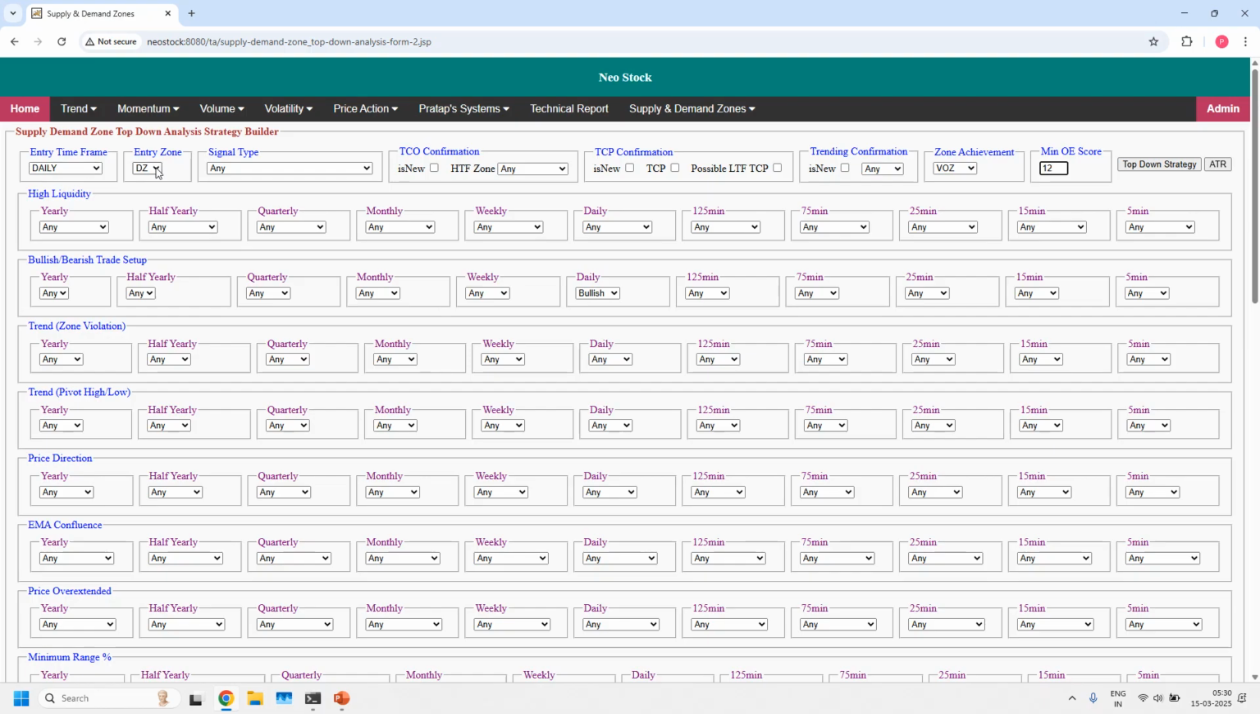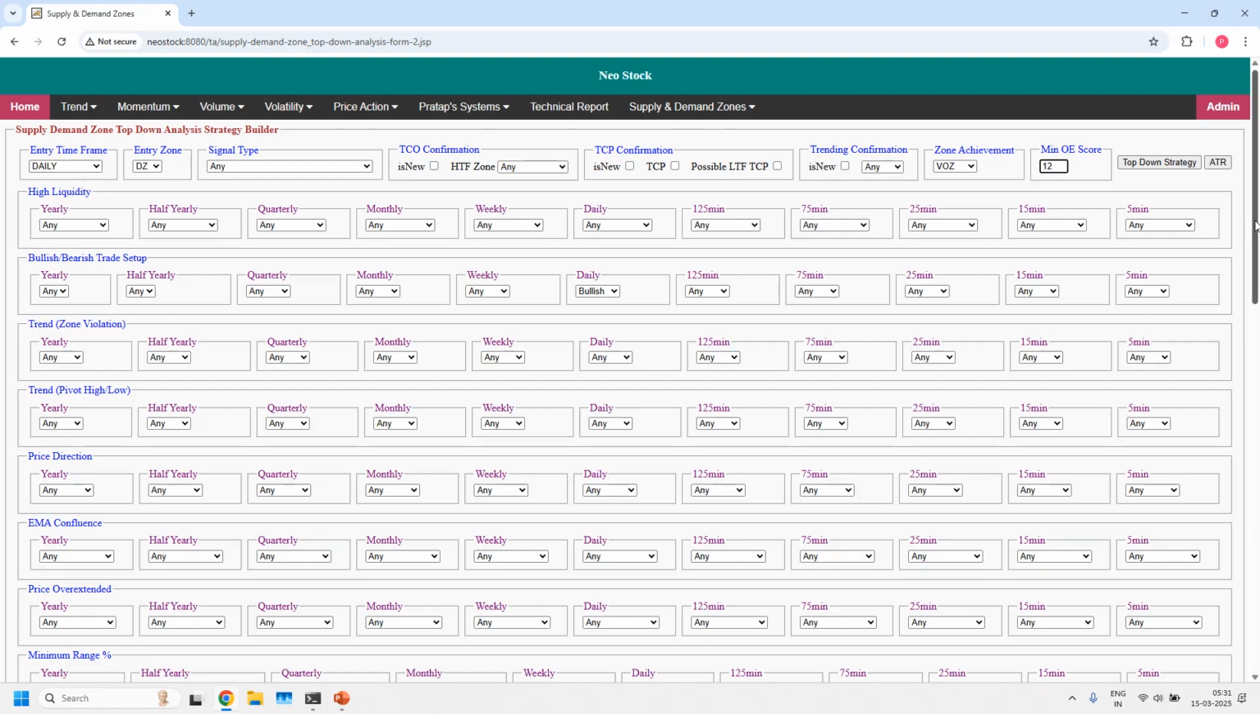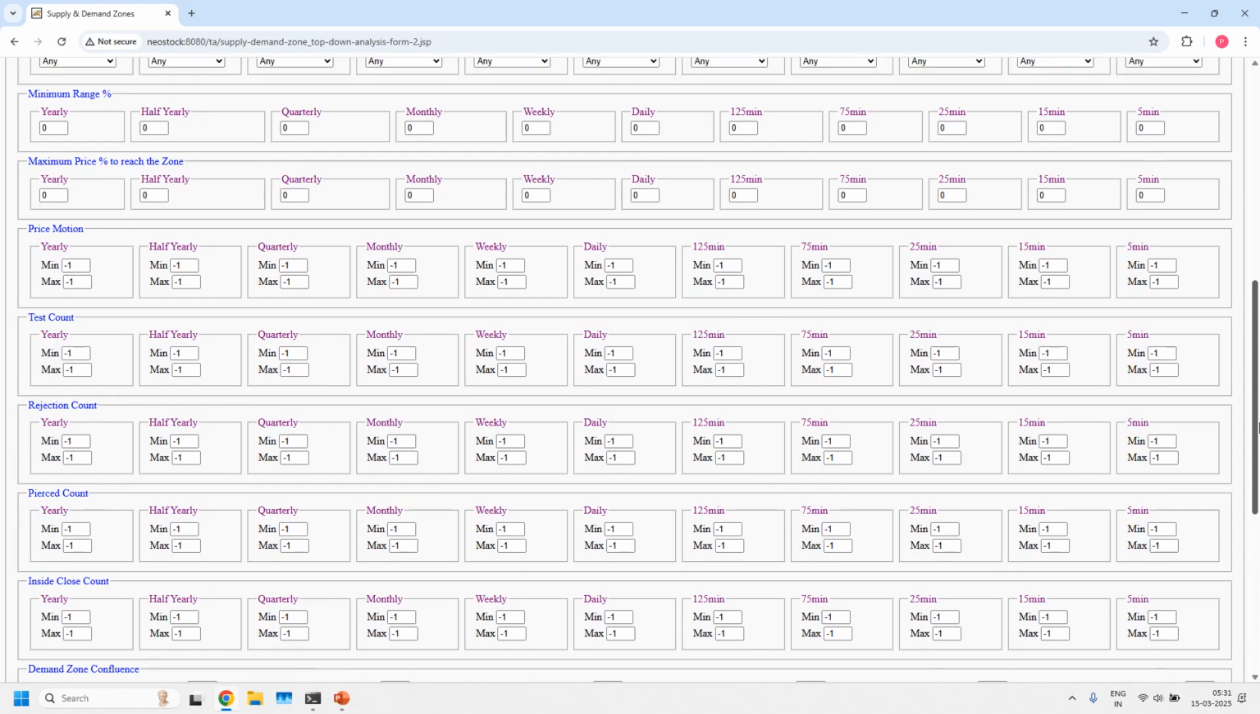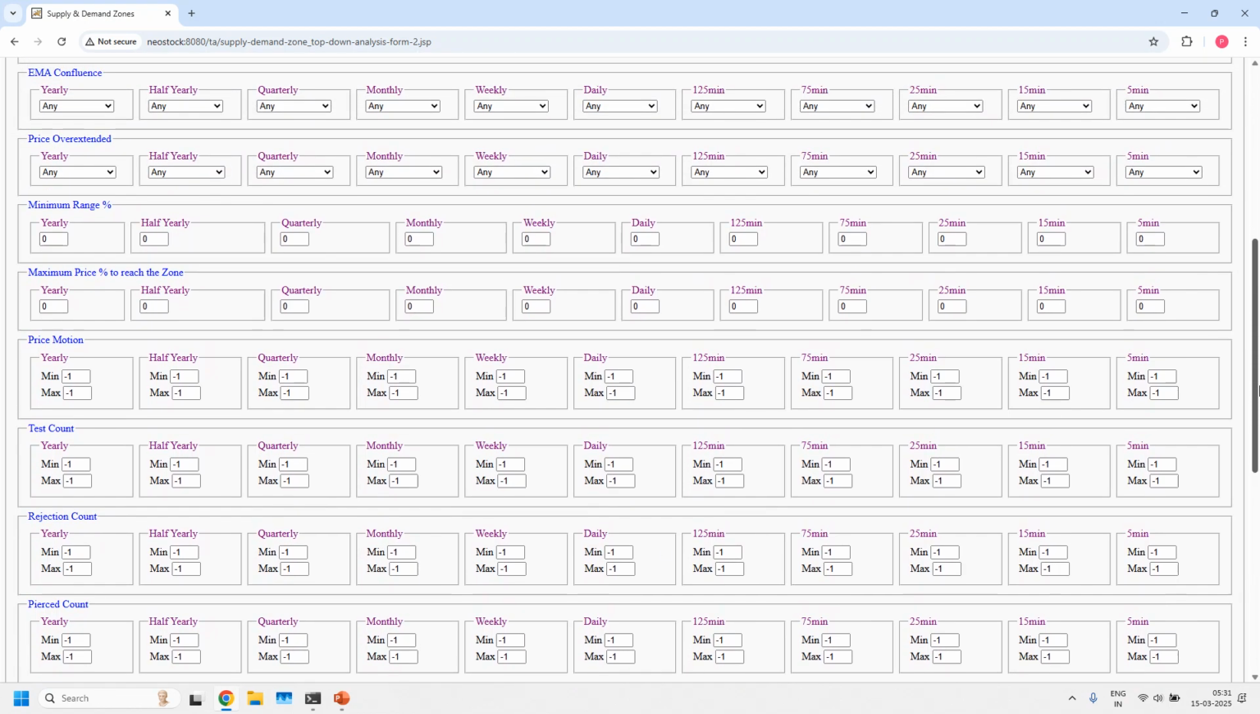If the zones are pierced, you have to apply other strategies, pierced zone strategies. But now we are focusing only on the bullish trade setup. That's why your entry time frame zone should not be pierced. So that is the reason why I am scrolling the list down until the parameter pierced count.